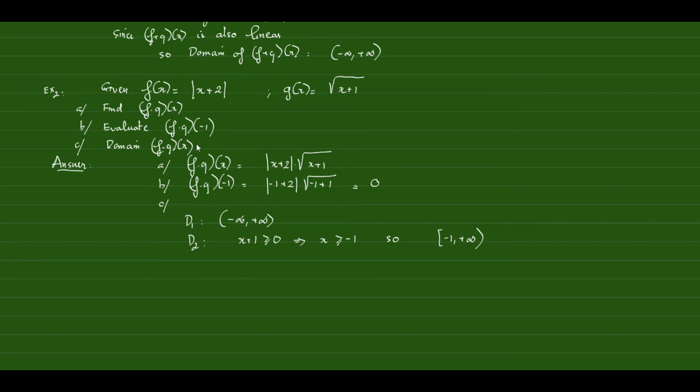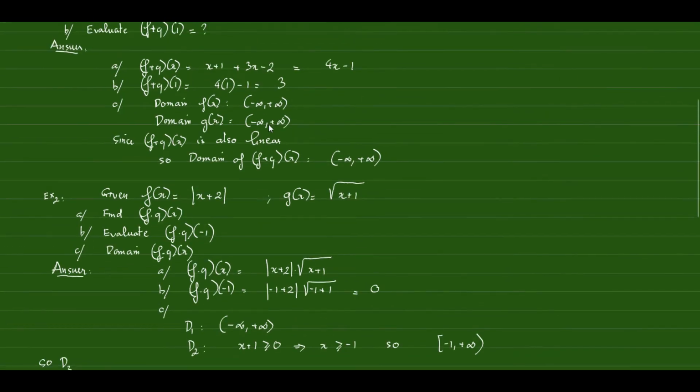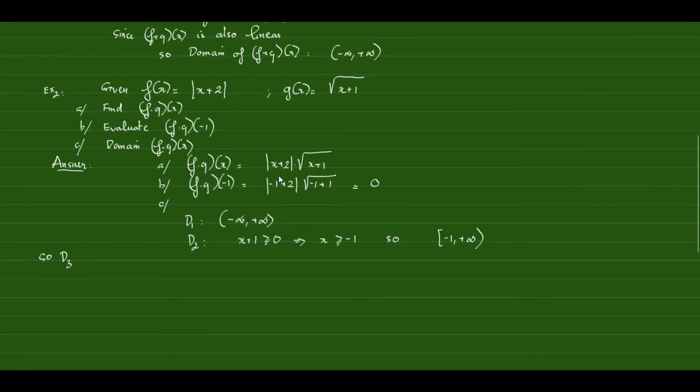And now you have the domain of this, you have the domain of that. So the domain D3, which is the domain of this, I call it D3. You have to look at D1 and D2. So last time you saw the problem where we had the same domain, so of course when you add them up, they're linear. But you see when you add them up over here, it's absolute value and radical at the same time.